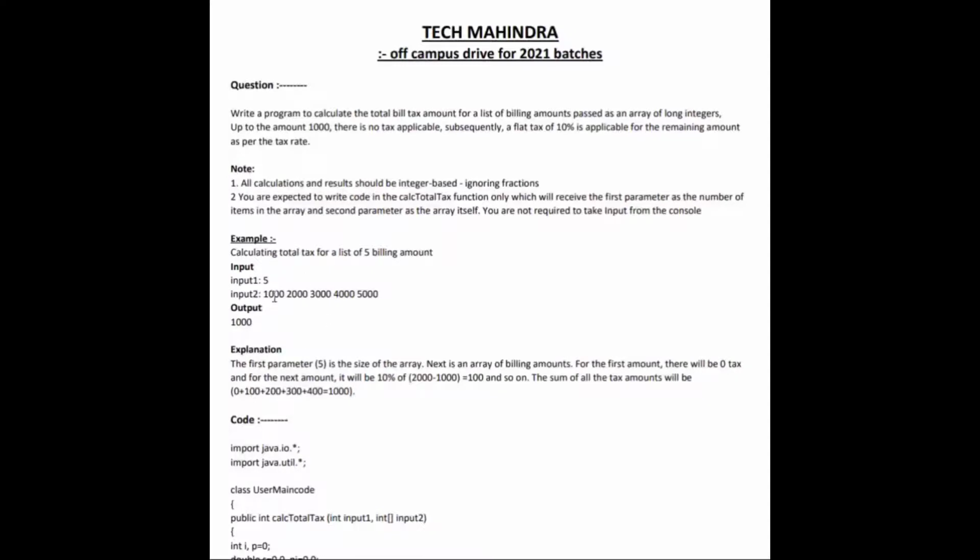So for the first value 1000, the tax is 0 as per the question. For the second value 2000, the first 1000 of the value 2000 would have 0 tax applicable, and the remaining part, that is 2000 minus 1000, would be applicable for tax. So 10% of 2000 minus 1000, that's 10% of 1000, which is 100. In that way we have to calculate for all these values, and that comes out to be 0 plus 100 plus 200 plus 300 plus 400, and the total is 1000.